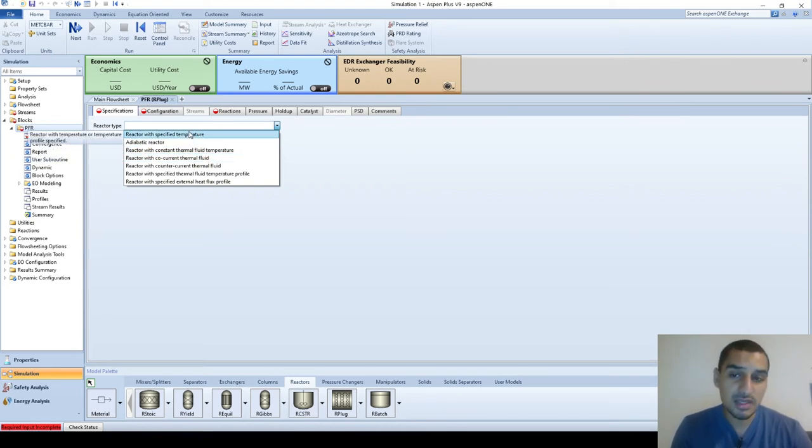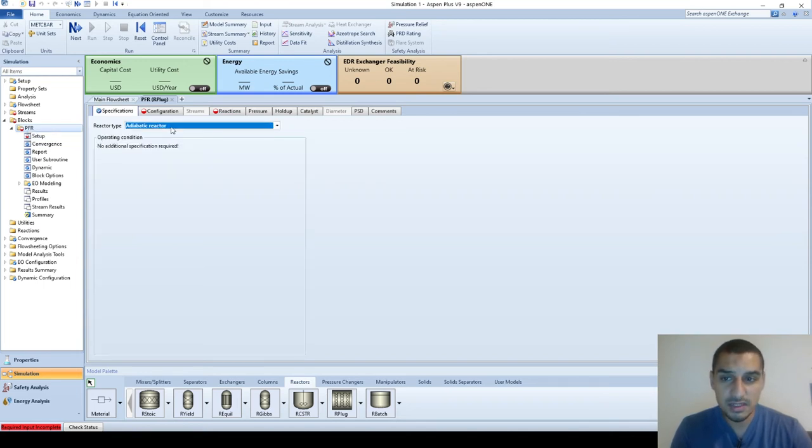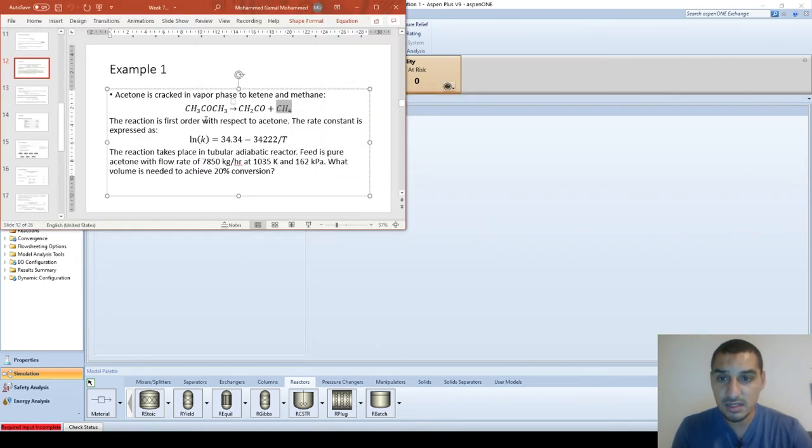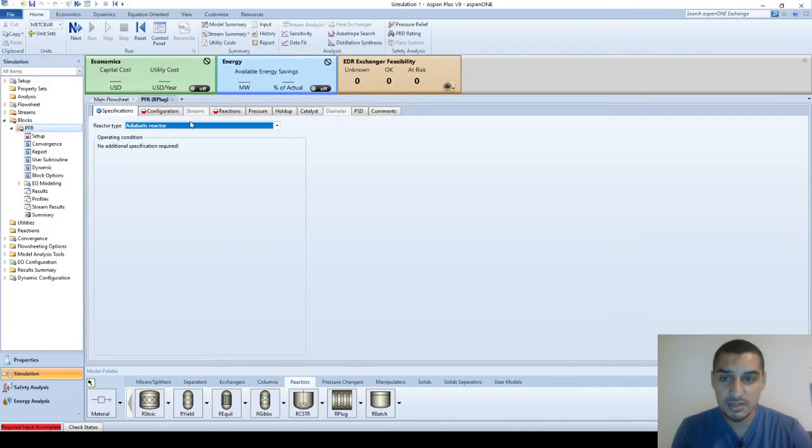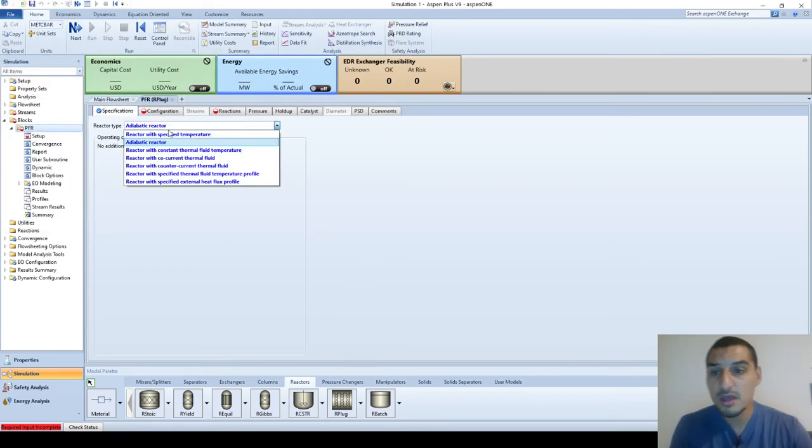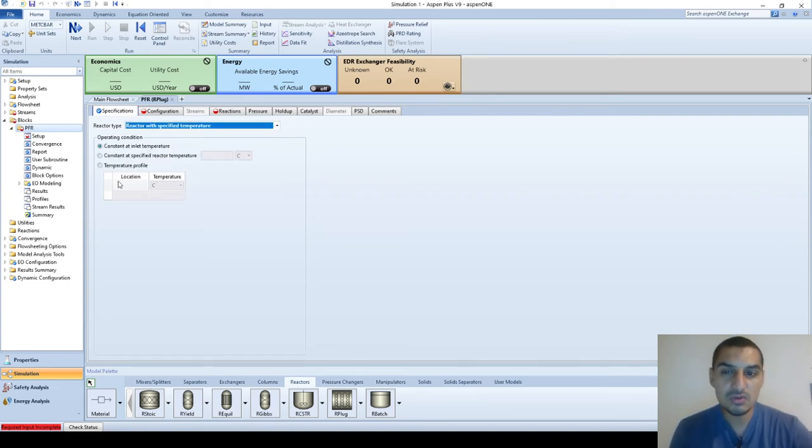It depends on your case. We are working with an adiabatic reactor because this is what is stated here, that this is a tubular adiabatic reactor. So I'm working with it as an adiabatic reactor, and this is what you're going to start with. But you can assume that it has a specified temperature, so the temperature of the reactor is constant somehow. You are adding or removing heat so that the temperature is constant. By choosing this, you do not care much about the way you are keeping the temperature constant.